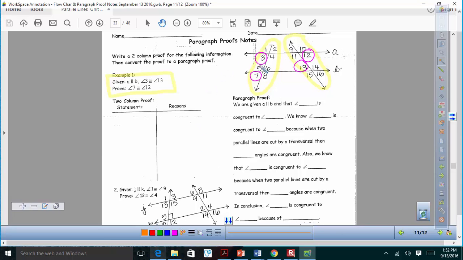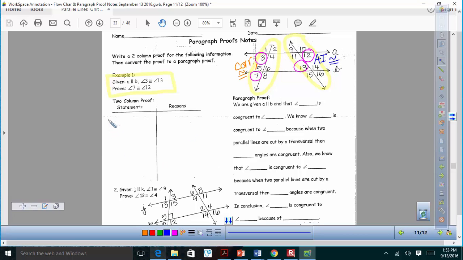So, Sophie, what relationship does 3 and 7 have? Corresponding. They are corresponding. And so corresponding angles are what? Congruent. Good. And Haley, what about 12 and 13? They're alternate interior, and that means what? They're congruent as well. Okay? All right, so that's all we need to do our proof here.